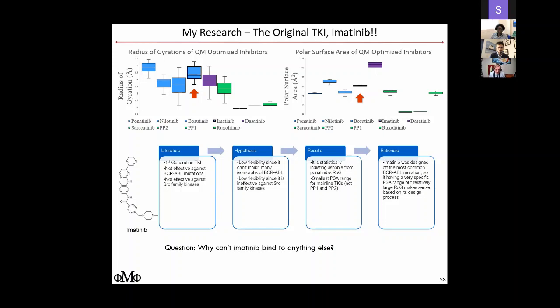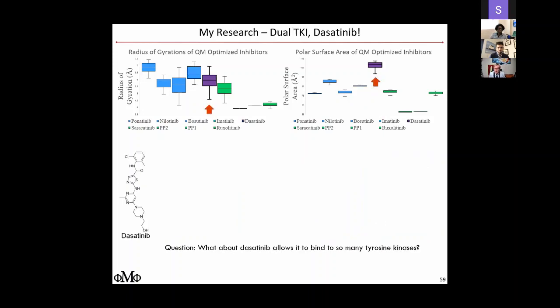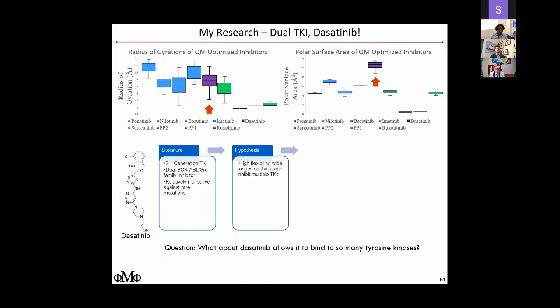Now we're going to go on to dasatinib, just kind of look at it, right? It's the purple one in the middle. 2nd generation tyrosine kinase inhibitor. It's a dual inhibitor, relatively ineffective against rare mutations like ponatinib is, but I still believe it would have a very high flexibility. I believe it would have the highest radius of gyration and polar surface area range as well.